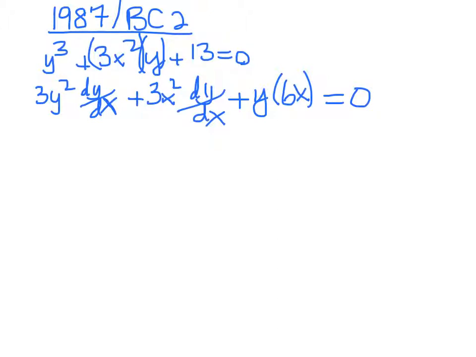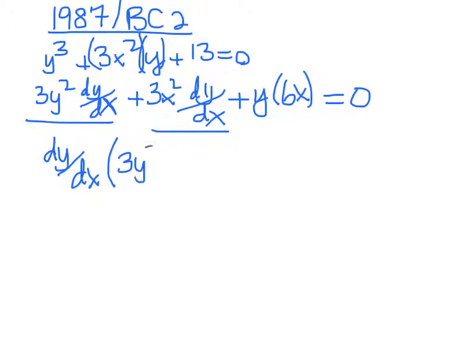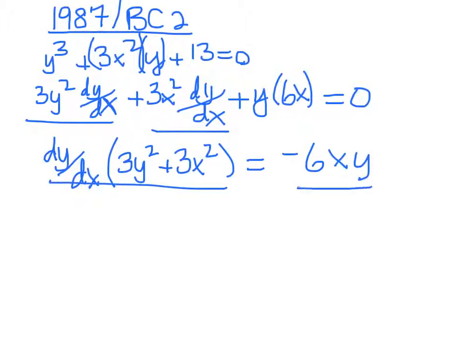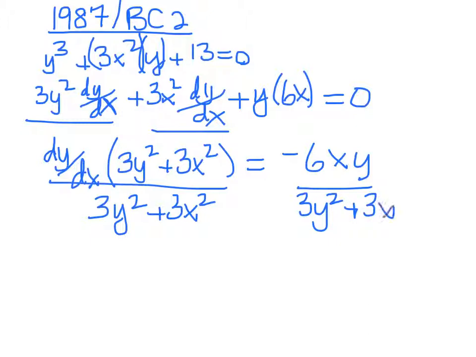All right, so like we've done on all the other ones, anything that has the dy/dx, we want to group that together and factor out that dy/dx. So I'm going to end up with 3y squared plus 3x squared, and then I'm going to move that 6xy over to the other side of the equal sign, which will make that negative 6xy. And then to get the dy/dx by itself, we divide by what's in front of it, which is 3y squared plus 3x squared.